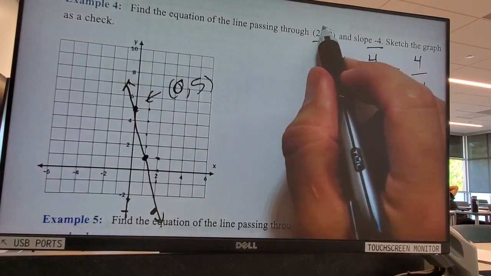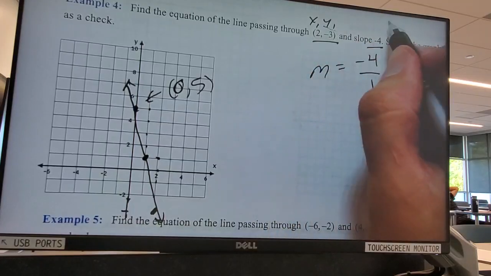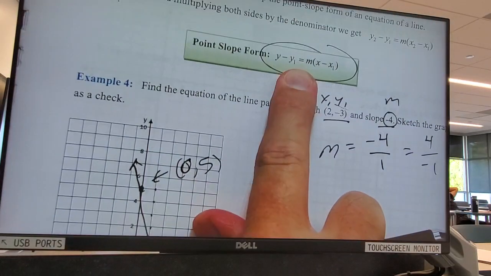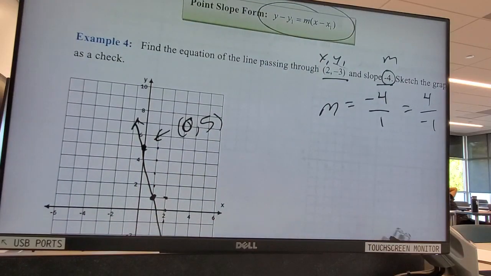Now help me out. If I call this x1, y1, and this is obviously m, can you guys do this formula for me? Can you guys build this? Go ahead. Let me say it this way. Build that formula for me using what we know.